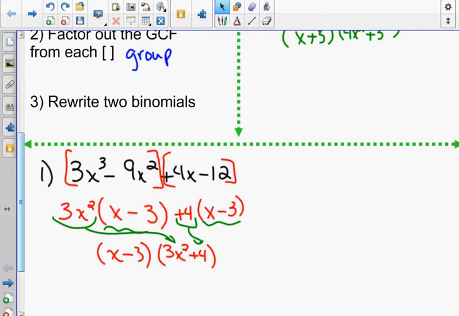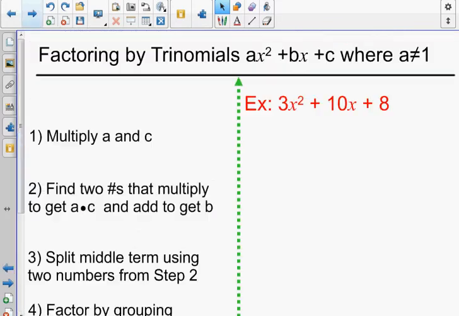So I'm going to have a 3x squared plus 4. So now let's proceed to a second type of factoring problem, and that's going to be factoring trinomials.